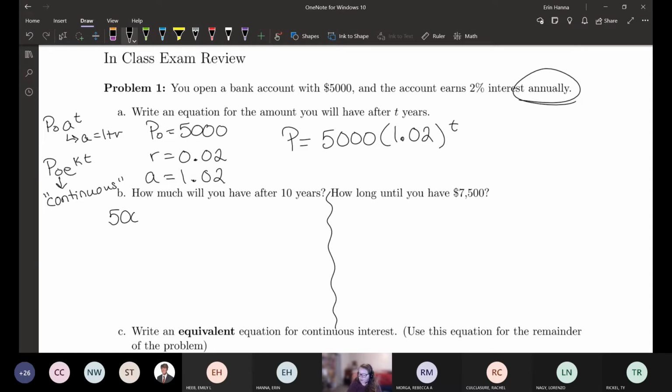So we've got 5,000 times 1.02 to the 10. And that's essentially plug that into your calculator. That's exactly what I'm going to do because I don't know what that answer is. 1.02 to the 10th power times 5,000 is $6,094. And since it's money, let's round to 2 decimal places, so 97 cents.